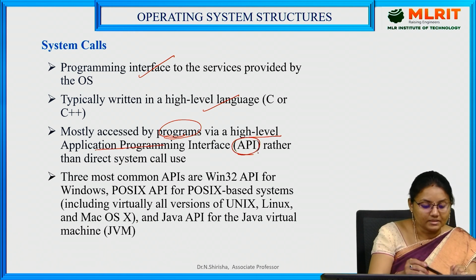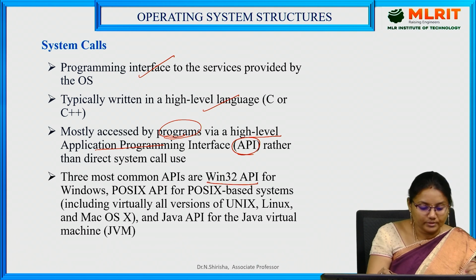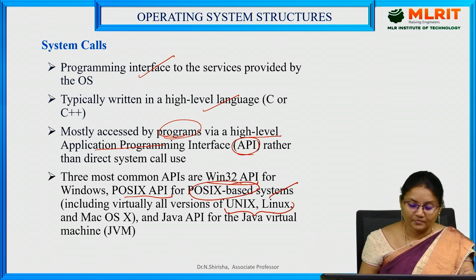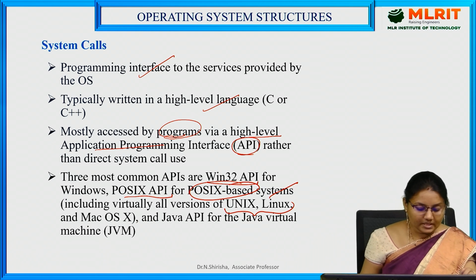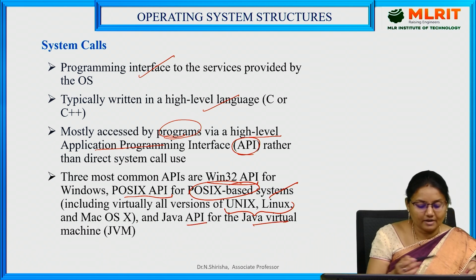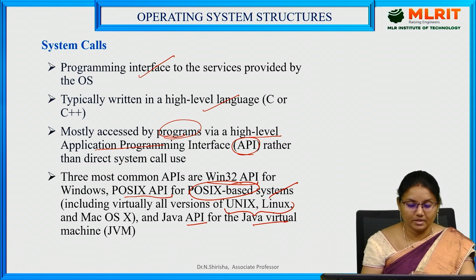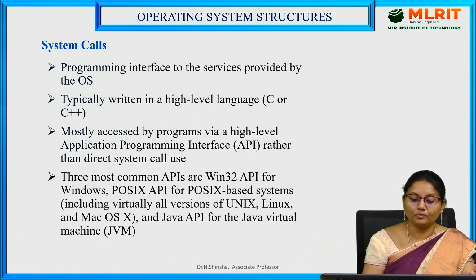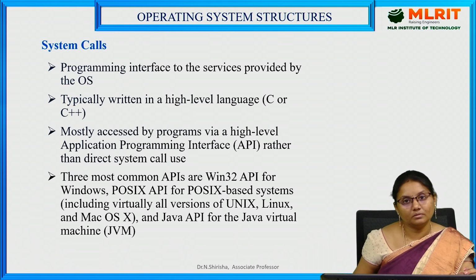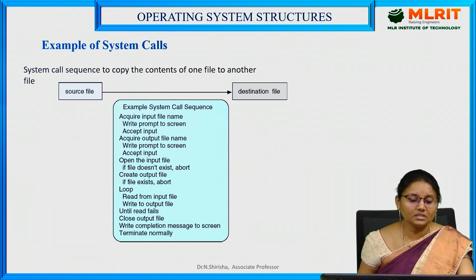The three most common APIs are Win32 API for Windows, POSIX API for POSIX-based systems, then Mac OS, and Java API for the Java Virtual Machine, JVM. Linux or Mac OS we call a POSIX-based system, where we mostly use a command line. So these are the few APIs we have. For Windows, mostly we'll go to the Win32 APIs, which are compatible to perform different command lines in the Windows operating system.